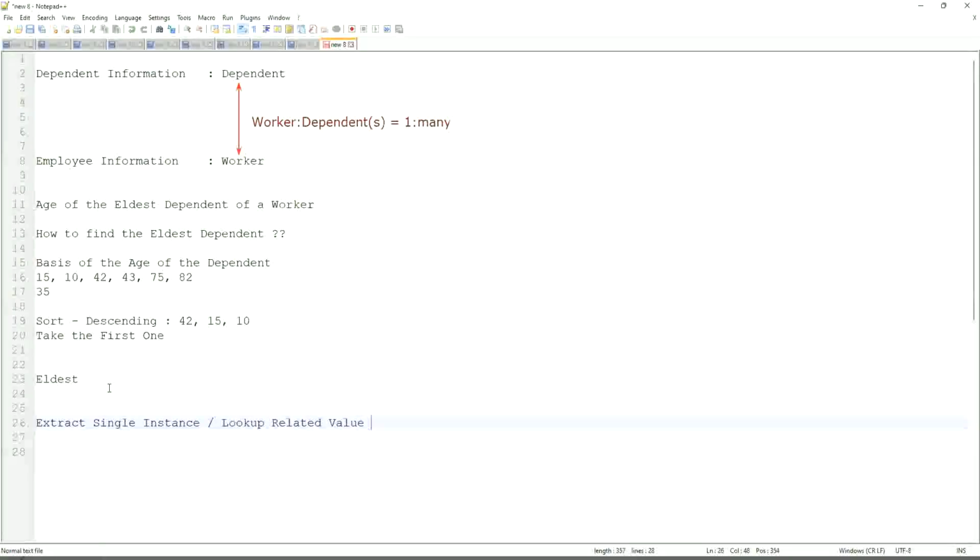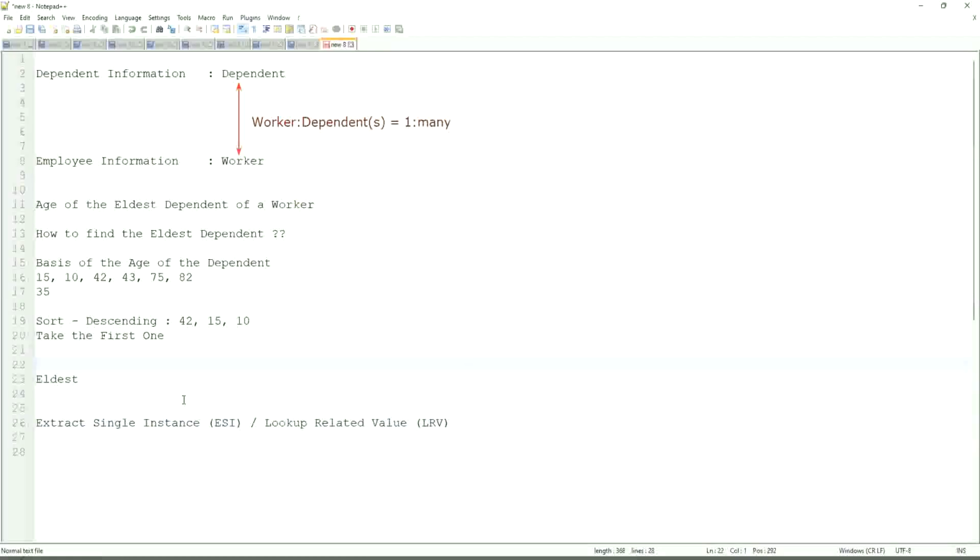This is the most common calculated field function that people will ask you in your interviews. ESI and LRV. Extract single instance is called ESI. Lookup related value is LRV. They work in combination. We do not only leave with ESI. Once we extract the ESI, we use it to get some value. That's the LRV. Like here, we are going to get the age of the eldest dependent. Eldest dependent will be returned by the ESI. Right, and the age of that eldest dependent will be an LRV.